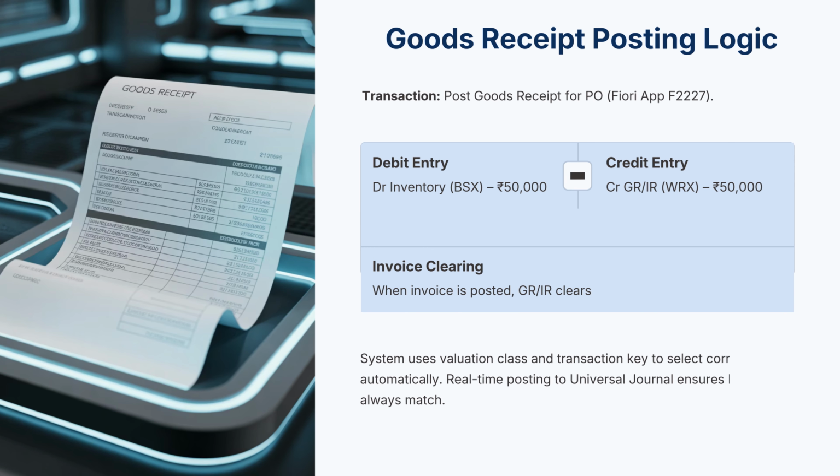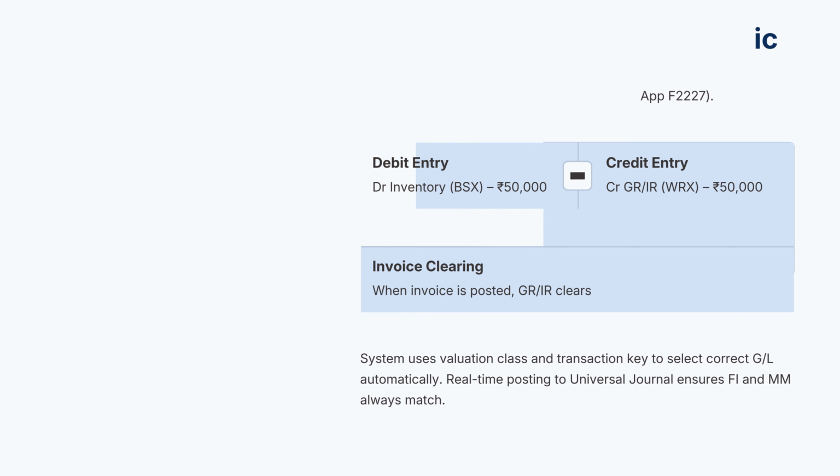Goods receipt posting logic. Let's see it in action. Posting a goods receipt for a PO debits the inventory account, BSX, and credits the GRIR clearing account, WRX. When the supplier invoice arrives, GRIR clears automatically. All postings flow directly into the Universal Journal, maintaining one version of financial truth.